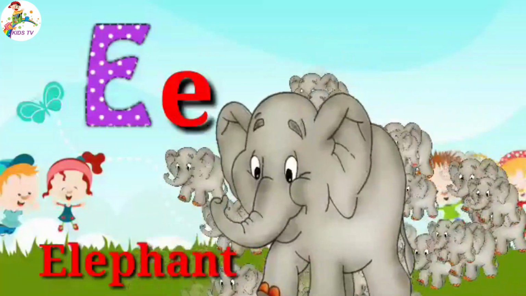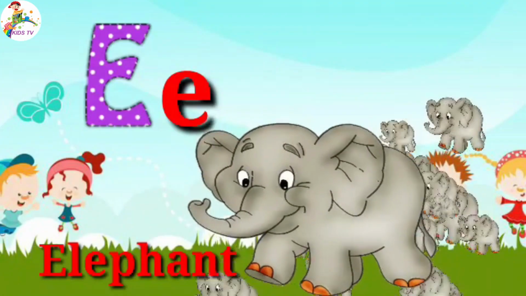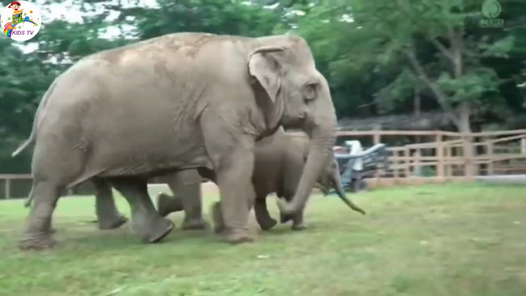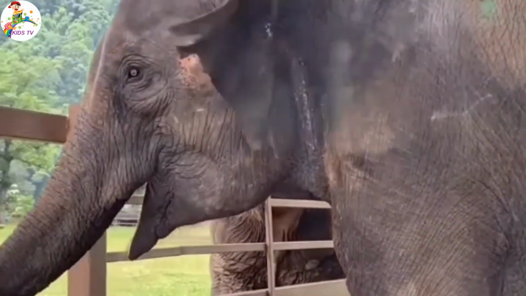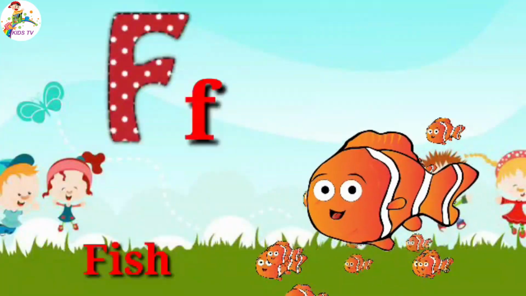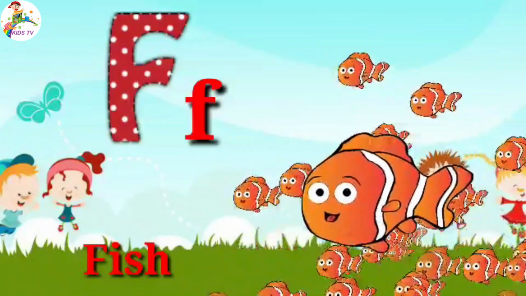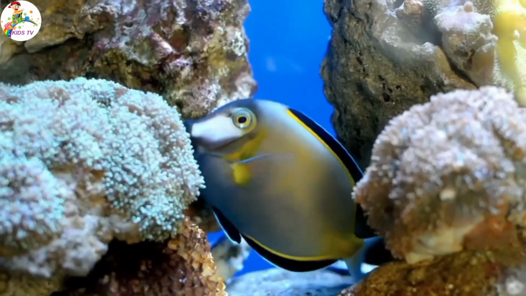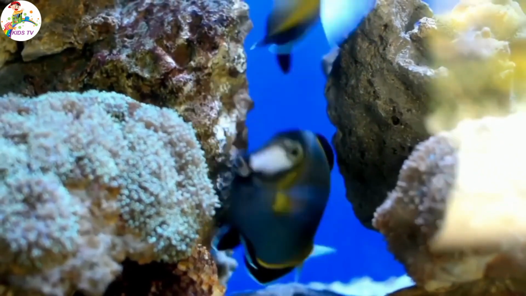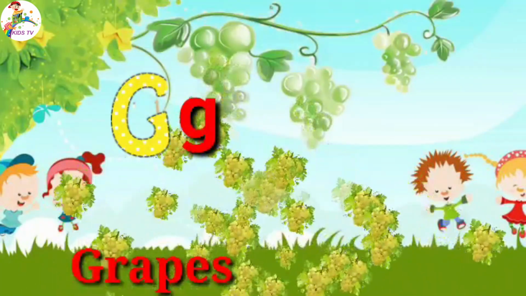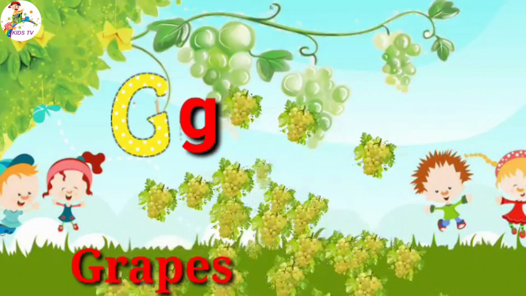E is for elephant. F. F is for fish. G. G is for grapes.